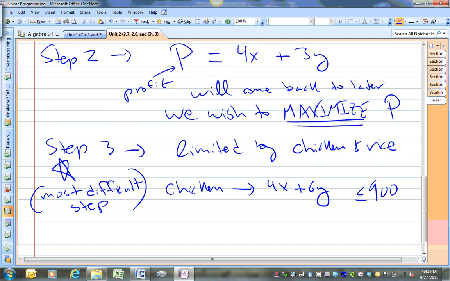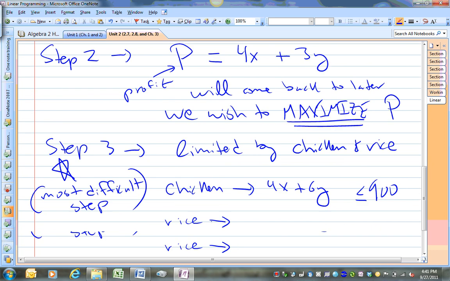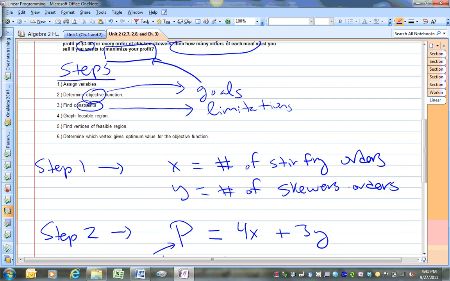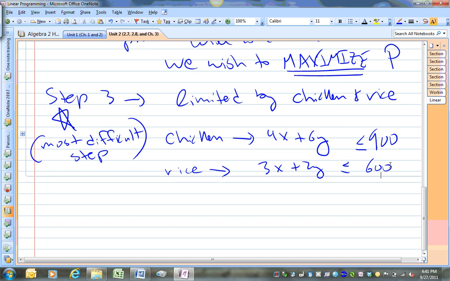So you've got to look at each ingredient and write a constraint for it. For the rice, that's 3 and 2. So 3x plus 2y, and it has to be under, let's see here, 600. To me, that's always the most difficult step.